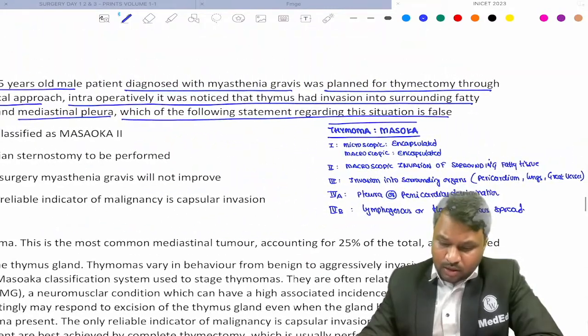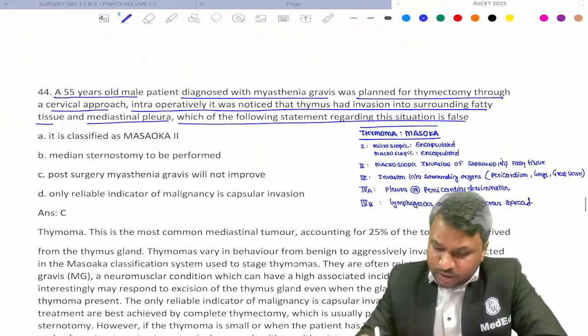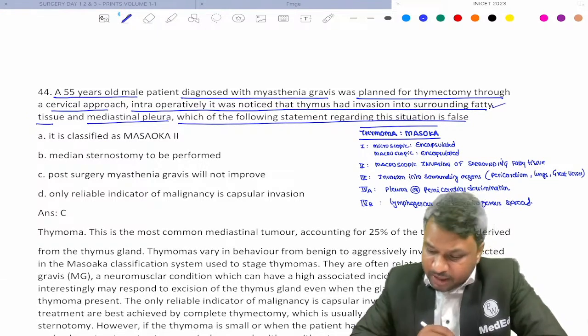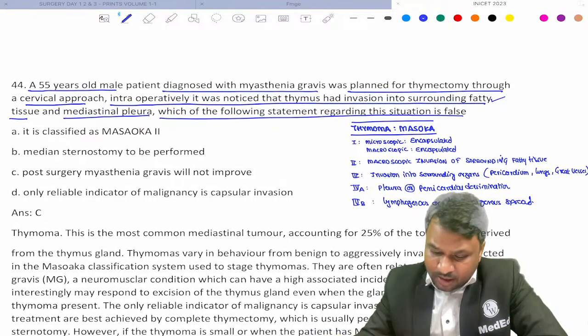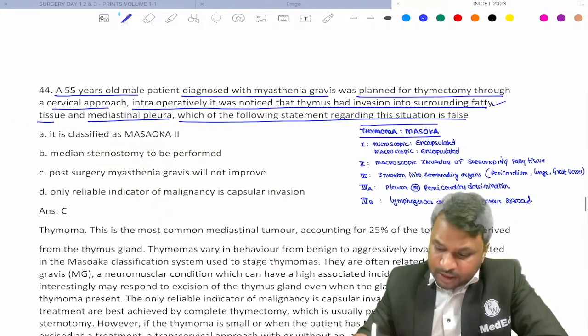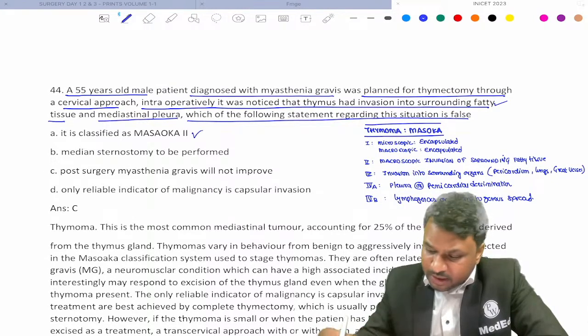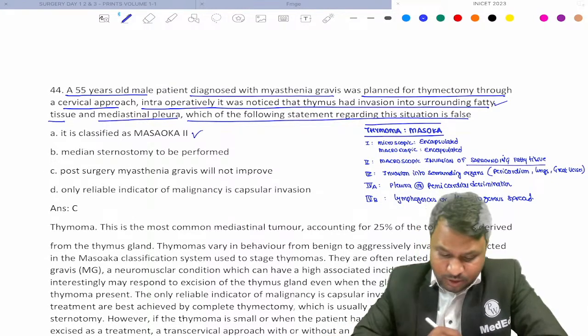Now, in our context, what do you have? You have noticed the thymus had invasion into surrounding fatty tissues and mediastinal pleura, right? Which of the following statements regarding the situation is false? It is classified as Masaoka 2. Yes, we can say surrounding fatty tissue involvement is Masaoka 2.